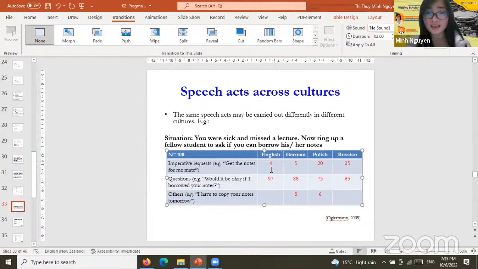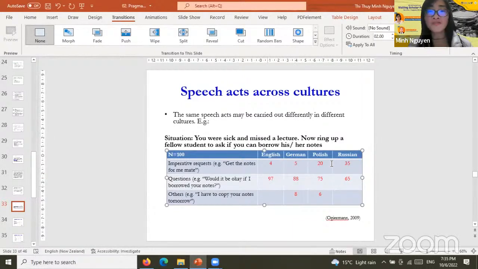She saw that in English, 97% of requests take the question form. So English native speakers prefer question forms when they make requests. They don't say, give me the notes, lend me the notes, but they say, can I borrow your notes? Would it be okay if I borrow your notes? For German, 88% of the requests are questions.